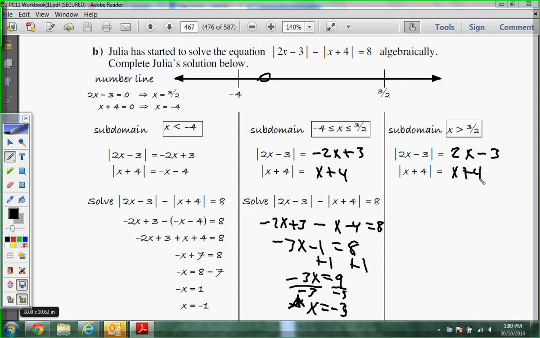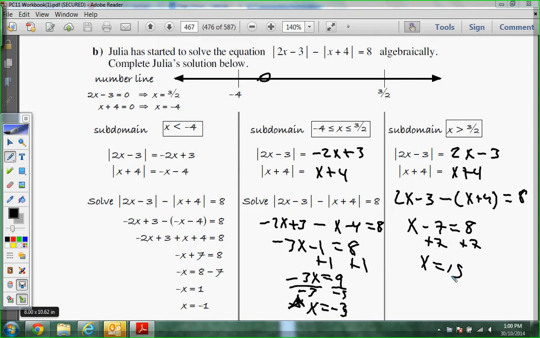Okay, and the final one, bigger than 3/2, that's everything's positive, so we want the normal of everything. And so we're going to go 2x minus 3 minus x plus 4 equals 8. Minusing that whole group, so 2x minus x is x. Negative 3 minus 4 is negative 7. Add the 7, add the 7. X is 15. Is 15 bigger than 3/2? Yes. What were our answers from doing it graphically? Remember? 3 and 15. So we just did it algebraically.